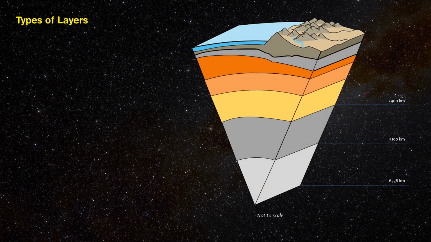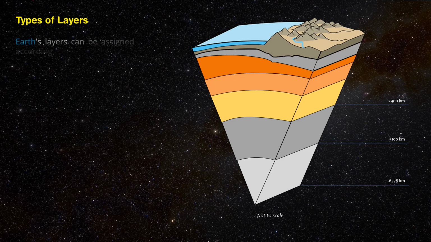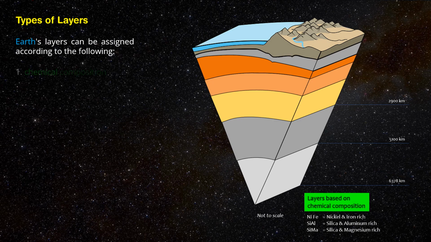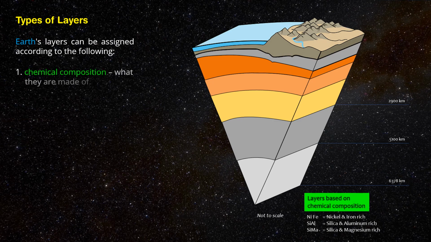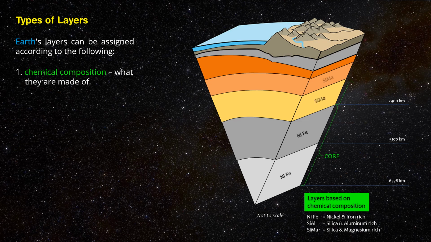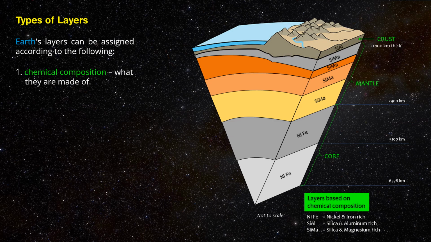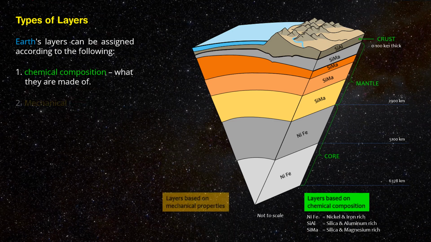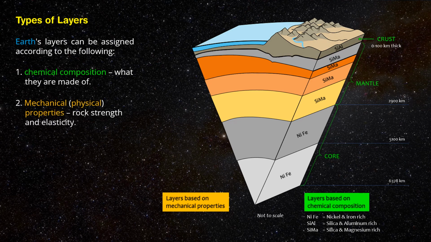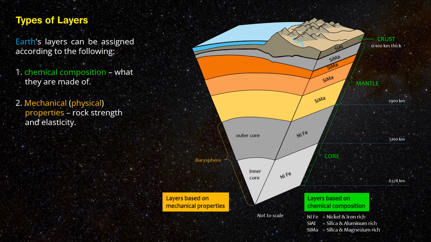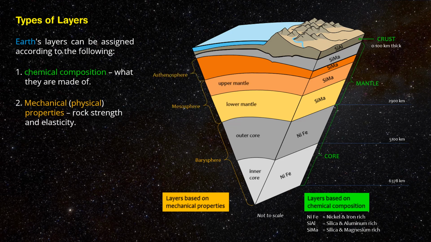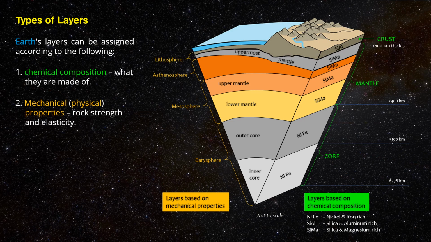Types of layers. Earth's layers can be assigned according to the following. 1. Chemical composition, what they are made of: Core, Mantle, Crust. 2. Mechanical, physical properties, rock strength and elasticity: Barosphere, Mesosphere, Asthenosphere, Lithosphere.